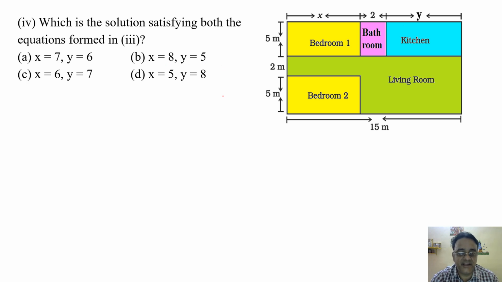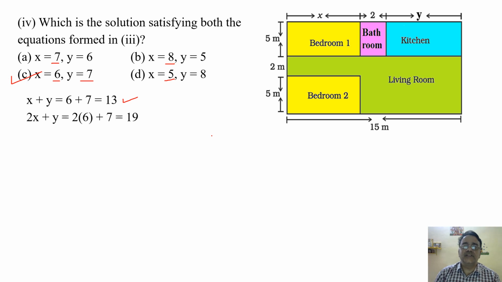So we'll check for the second one. So second one में 2x plus y should be equals to 19. So 2 into 7 14 plus 6 20. 2 into 8 16 plus 5 21. 2 into 5 10 plus 8 18. So एक ही ऑप्शन आ रहा हमारे पास 6 और 7, which is correct, because 2 into 6 is 12, 12 plus 7 is 19, and the correct option is option C.